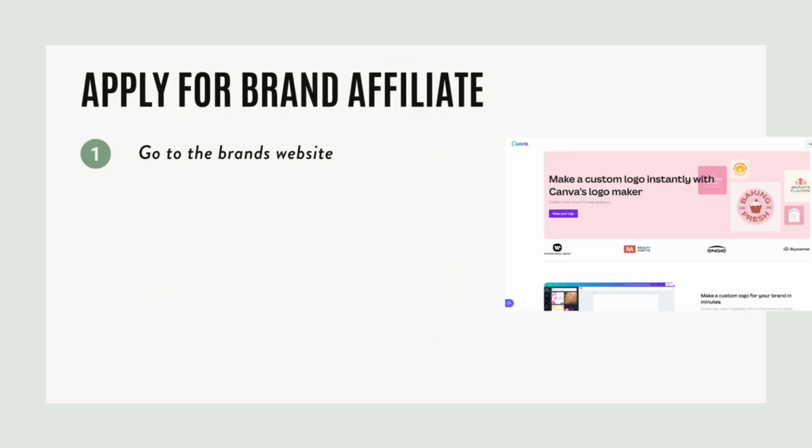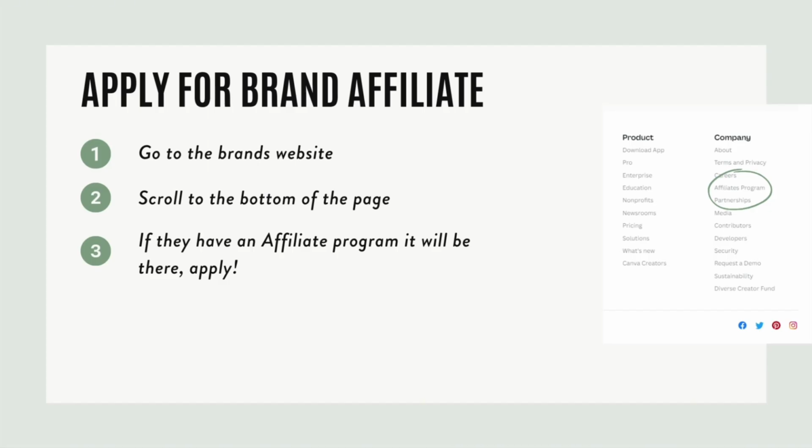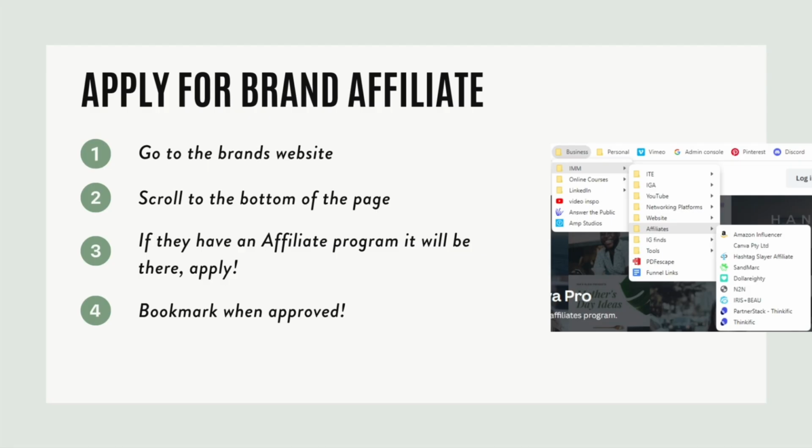To figure out if a brand that you want to partner with has the affiliate option, you're going to go to that brand's website. Scroll down to the very bottom of their page, the footer of their page. Here you will see if they have an affiliate option. If they have an affiliate option, it will be there. So you can click there, see if you're qualified, and apply. Once you've applied and you get approved, bookmark that login page to your web browser. So this is Chrome. I'm using Chrome. I have a business folder on my bookmarks tabs. I have one for my It's Modern Millie business and then an affiliate folder where I bookmark all of my affiliate logins. So it's so quick and easy for me to keep everything in one space.